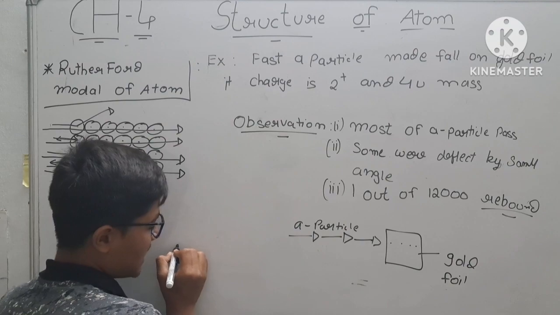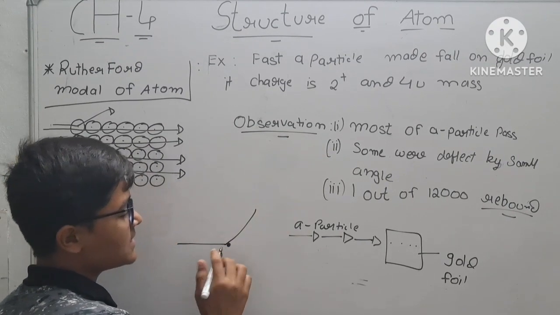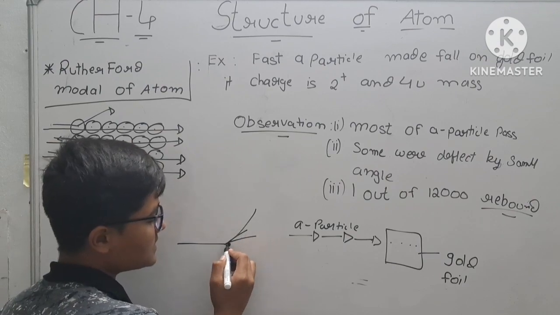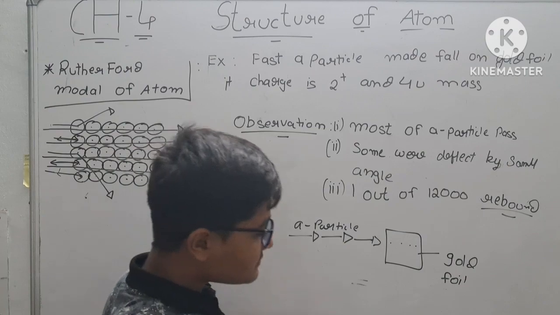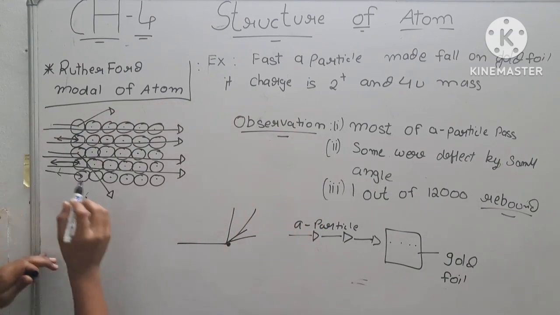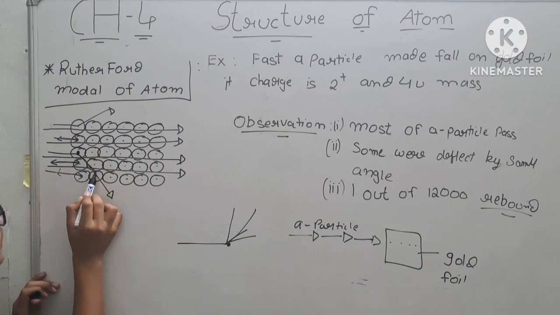The second observation is that some were deflected. That means the alpha particle is coming, the nucleus is present here, and they are deflected by small angles like this. Some are deflected by 90 degrees also. You can see here the alpha particle is coming and deflected over here and goes downward.